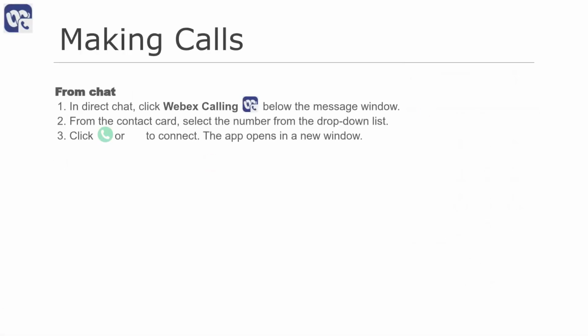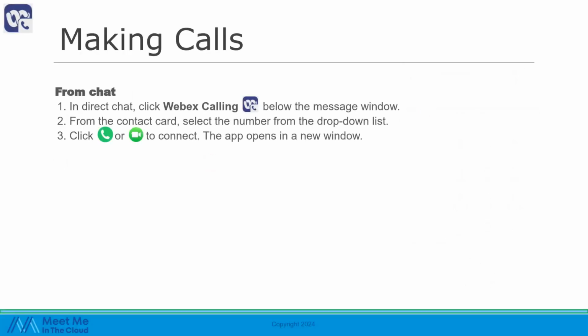Or, you can start a call from a Microsoft Teams chat. In Direct Chat, click Webex calling below the message window. From the contact card, select the number from the drop-down list. Click Audio or Video to connect. The Webex call app opens in a new window.